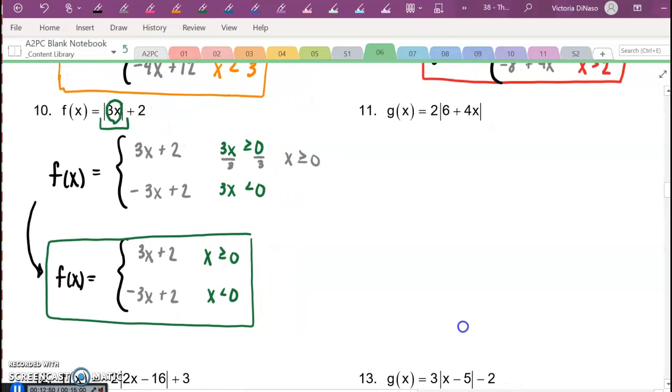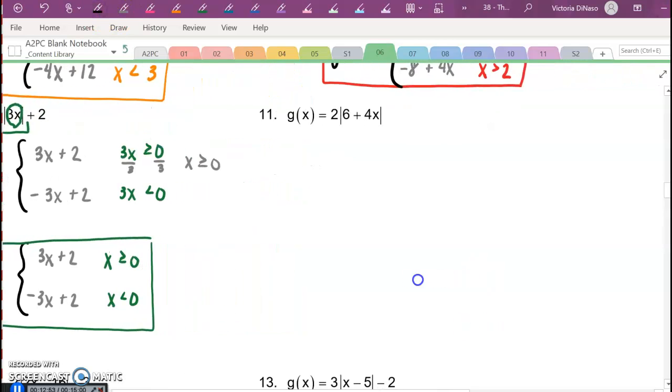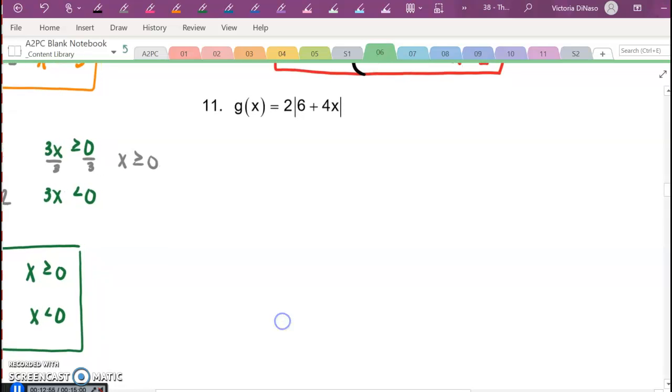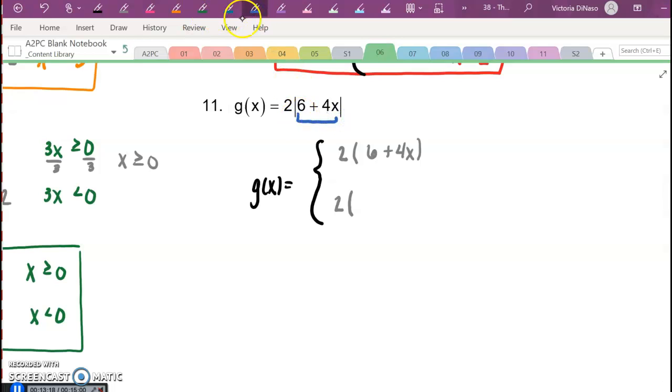All right, let's try it again with this number 11. So number 11, we have g of x equals 2 absolute value 6 plus 4x. So on top, we're going to write it normal. So we have 2. I'm going to put parentheses here because we will have to distribute that 2. So we have 6 plus 4x. And then on the bottom, we have to put 2, and then we have to put the opposite. So I'm putting the opposite of what's inside of here. So the opposite would be negative 6 minus 4x.